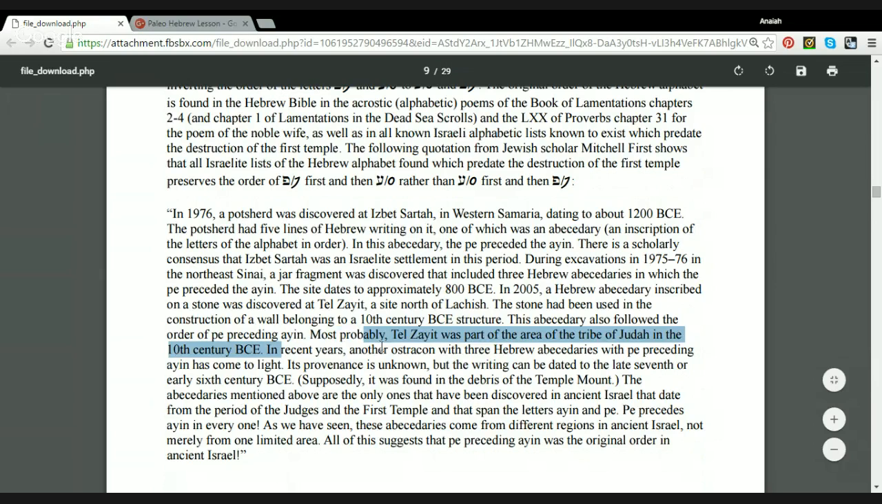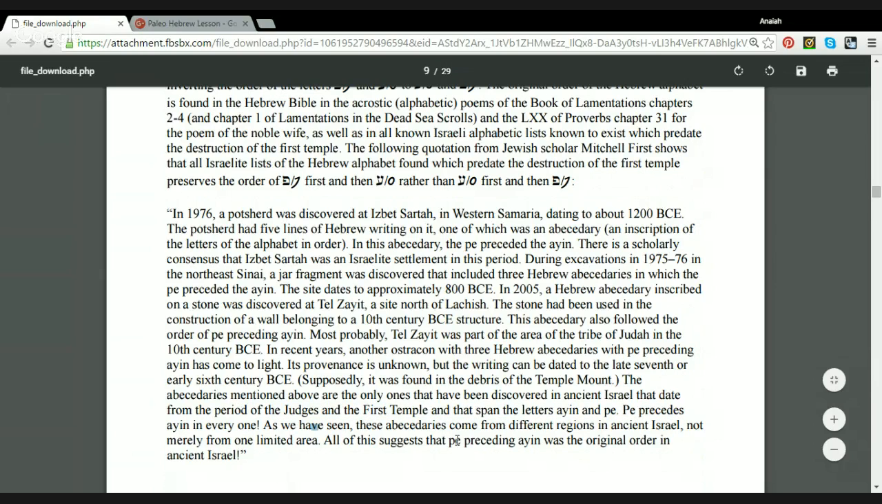Then, in recent years, another ostracon with 3 Hebrew abecedaries with Pei preceding Ayin has come to light. Its provenance is unknown, but the writing can be dated to the late 7th or early 6th century. Supposedly, they say it was found in the debris of the Temple Mount. So I say the abecedaries mentioned above are the only ones that have been discovered in ancient Israel that date from the period of the Judges and the First Temple, and that span the letters Ayin and Pei. Pei precedes Ayin in every one.